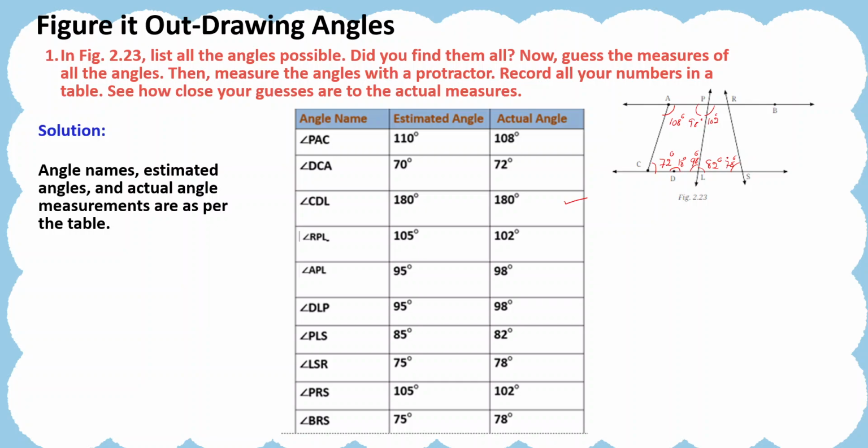Angle PRS. The estimated value is 105, but the actual is 102 degrees here. This is marked with an arrow, 102 degrees. Next, angle BRS. The estimated value is 75, but the actual angle is 78 degrees.